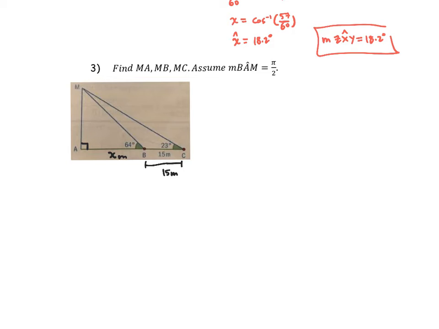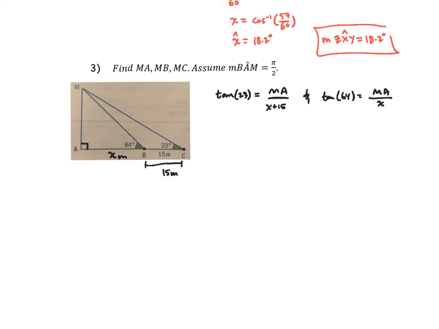So the first thing I'm going to do is write expressions involving MA. The tangent of 23 is equal to MA over x plus 15. Likewise, the tangent of 64 is equal to MA over x. What you might see is that I'm already going to solve for MA, which will allow me to solve for x. So let's do that.